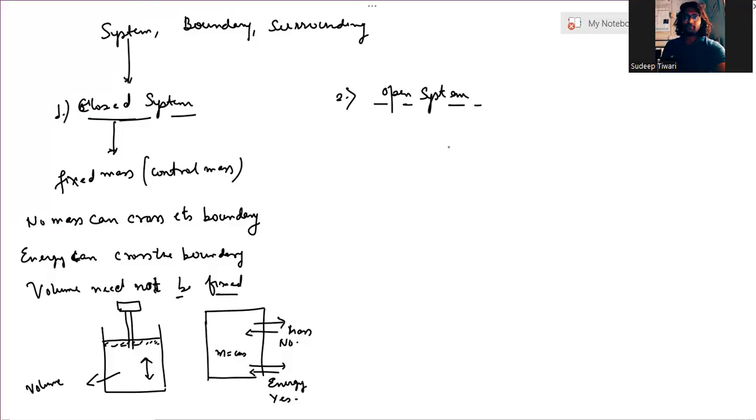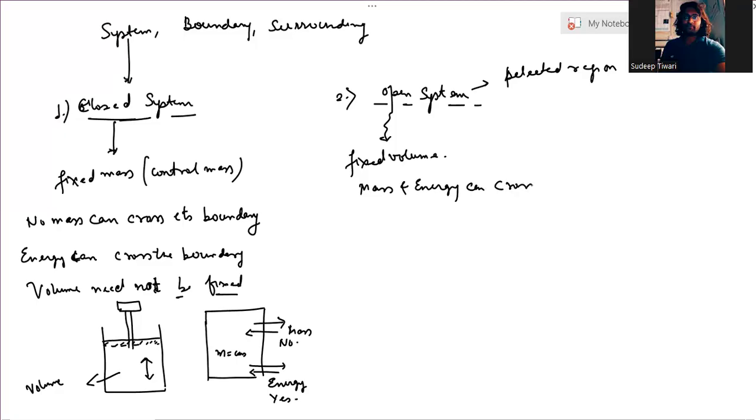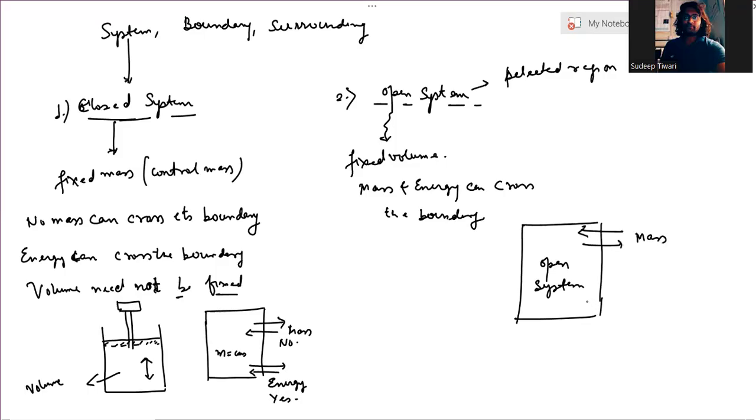Now, on the contrary, open systems are those which have a fixed volume. I can say an open system is a properly selected region, a selected region where you can have a fixed volume. And here both mass and energy can cross the boundary. Such systems are called open systems, in which you can have an interchange of mass through the boundary, and energy also.